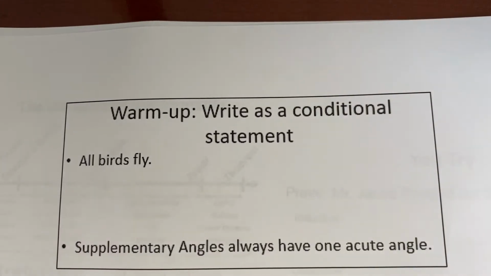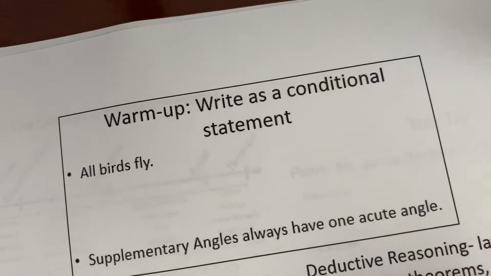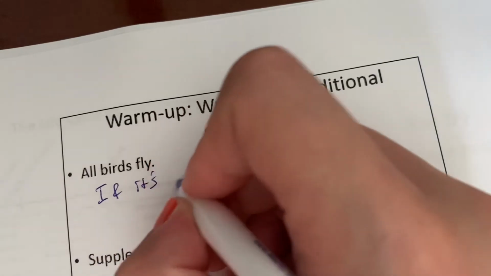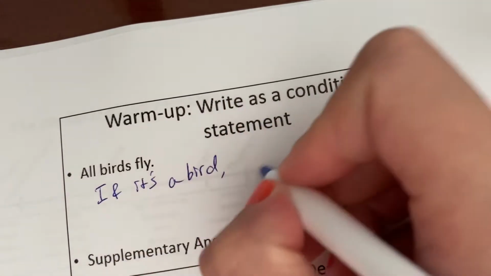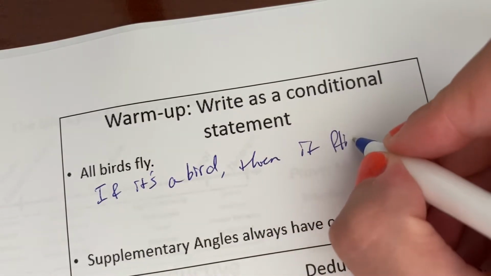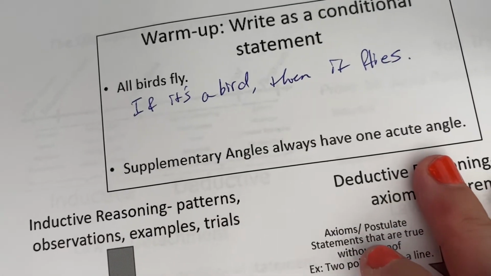Here's a warm up from the last lesson. Write this as a conditional statement: all birds fly. And then also write this as a conditional statement: supplementary angles always have one acute angle. All right, so you write this one as, if it's a bird, then it flies. Okay, over here, supplementary angles always have one acute angle.